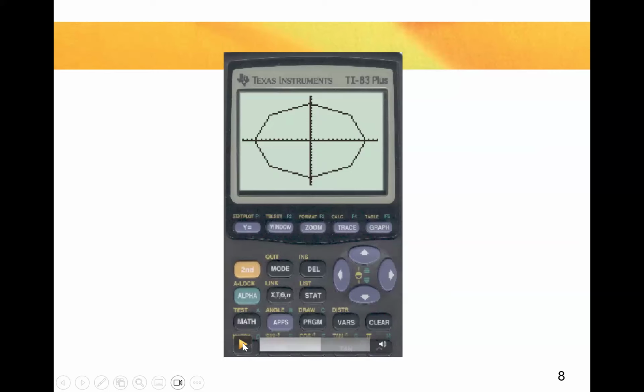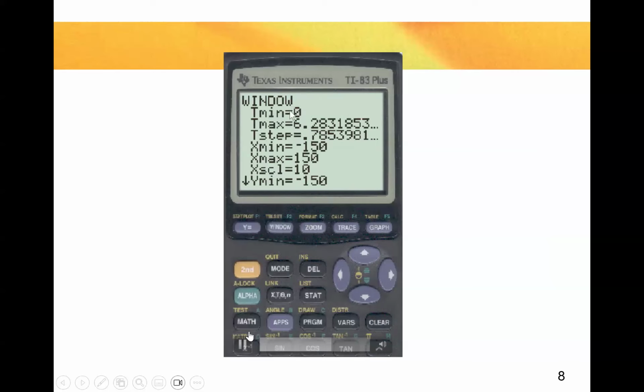Let's do a few more things with this graph. This may take 2 days because it's kind of a fun one to sort out. If you make the step smaller, that means there are more corners and they'll connect a little bit better. Okay, let's go back to our window.